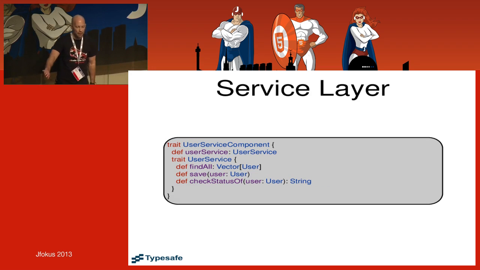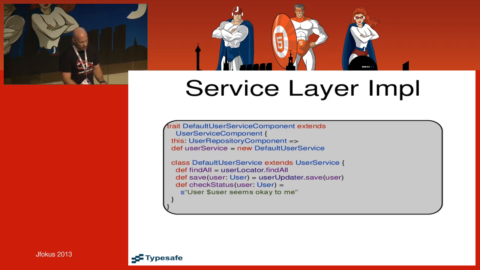Let's move on to the service layer. We define, in the same manner, a user service component that contains a user service, and it contains 3 methods at this point. I've added a check status of user. That's the business logic in the service layer. The other ones are in the repository layer. Apart from that, it's equal to the repository component. Okay, and finally, we provide a default user service component. So this is extending the user service component.